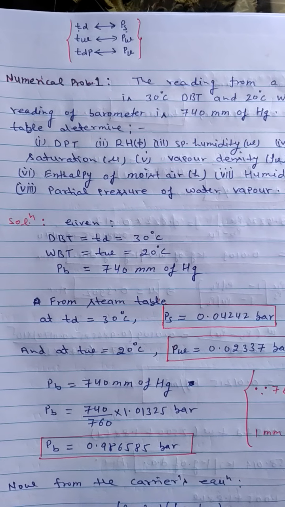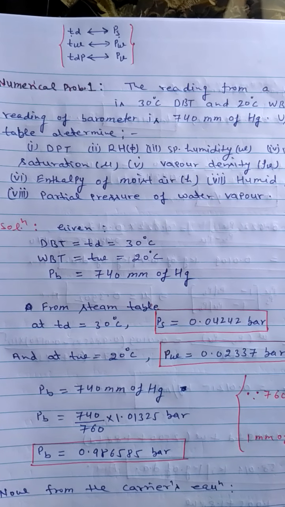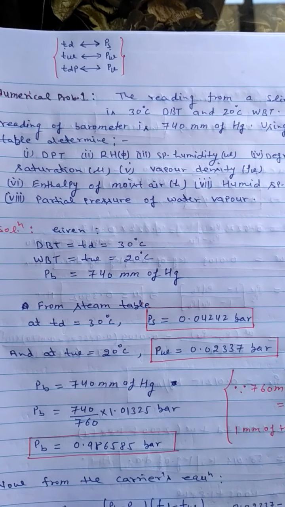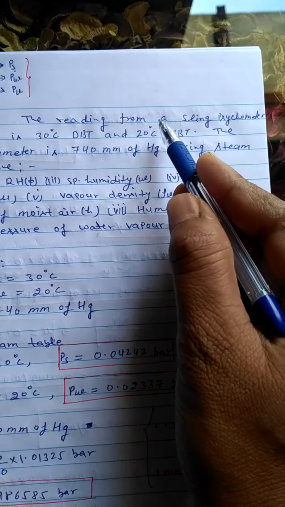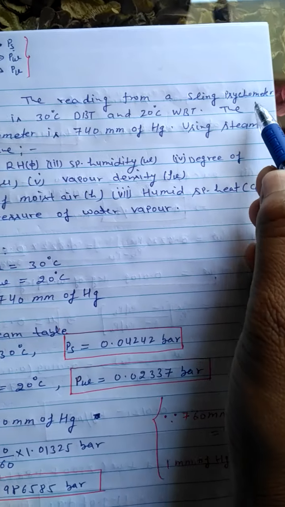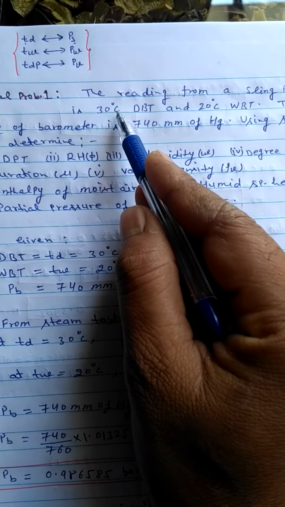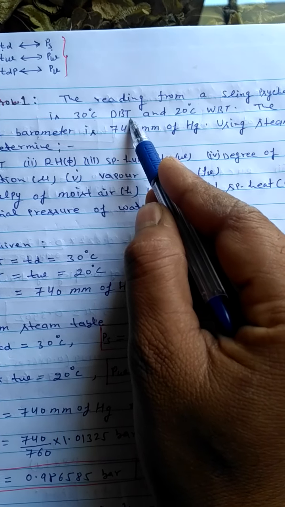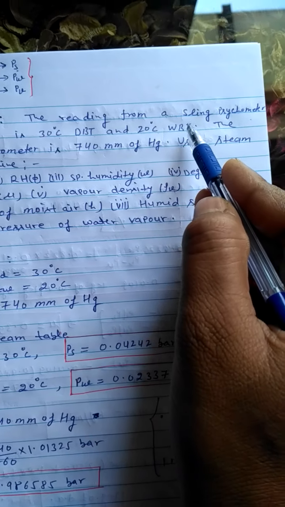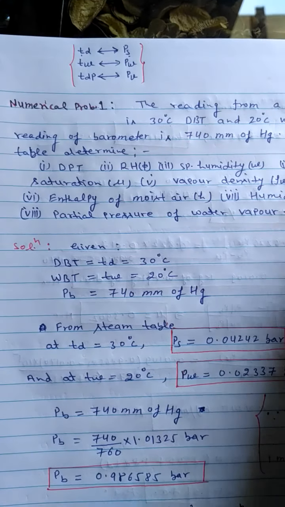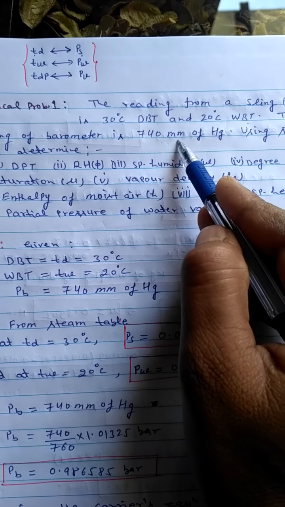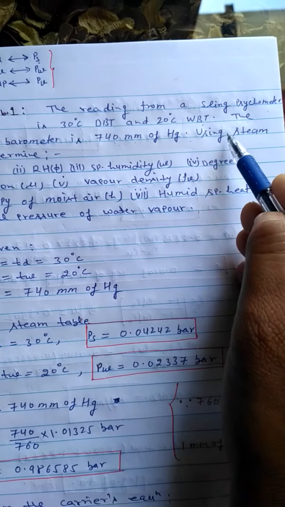Today I will solve a numerical problem based on psychrometry. The problem is: the reading from a sling psychrometer is 30 degree centigrade dry bulb temperature and 20 degree centigrade wet bulb temperature. The reading of barometer is 740 mm of Hg.